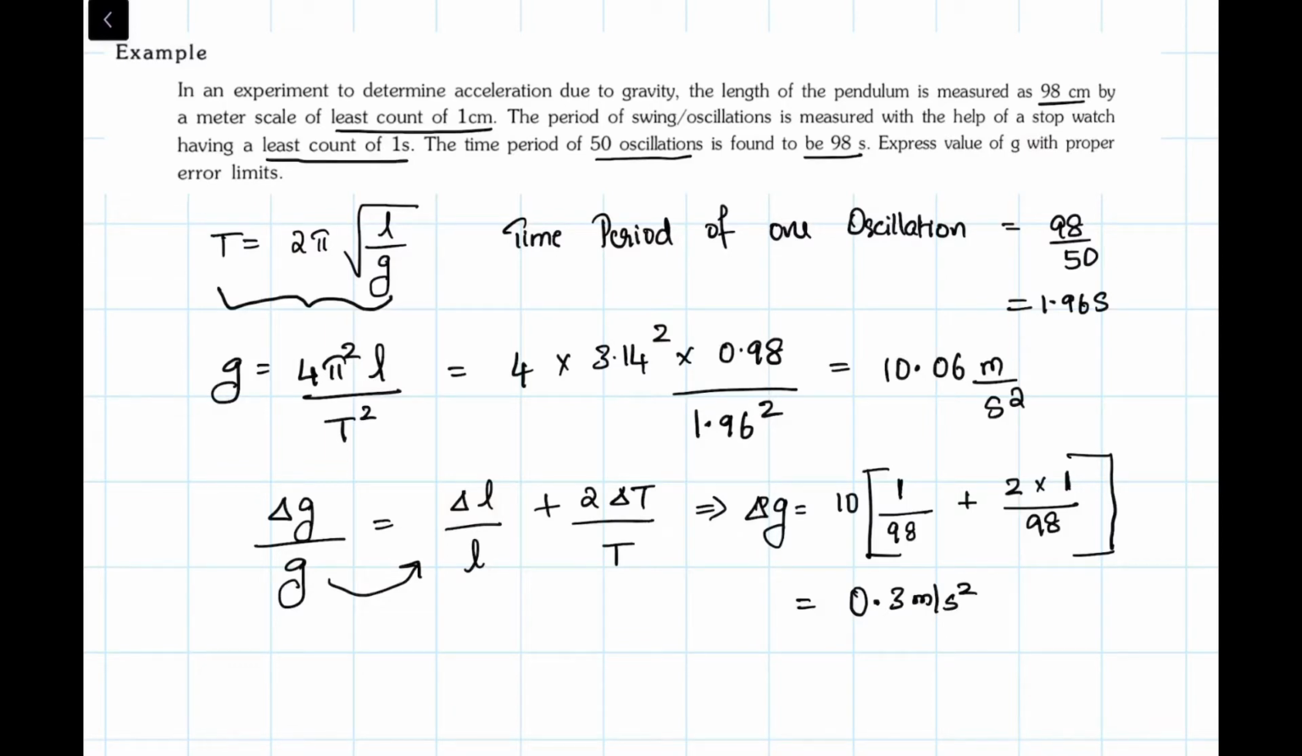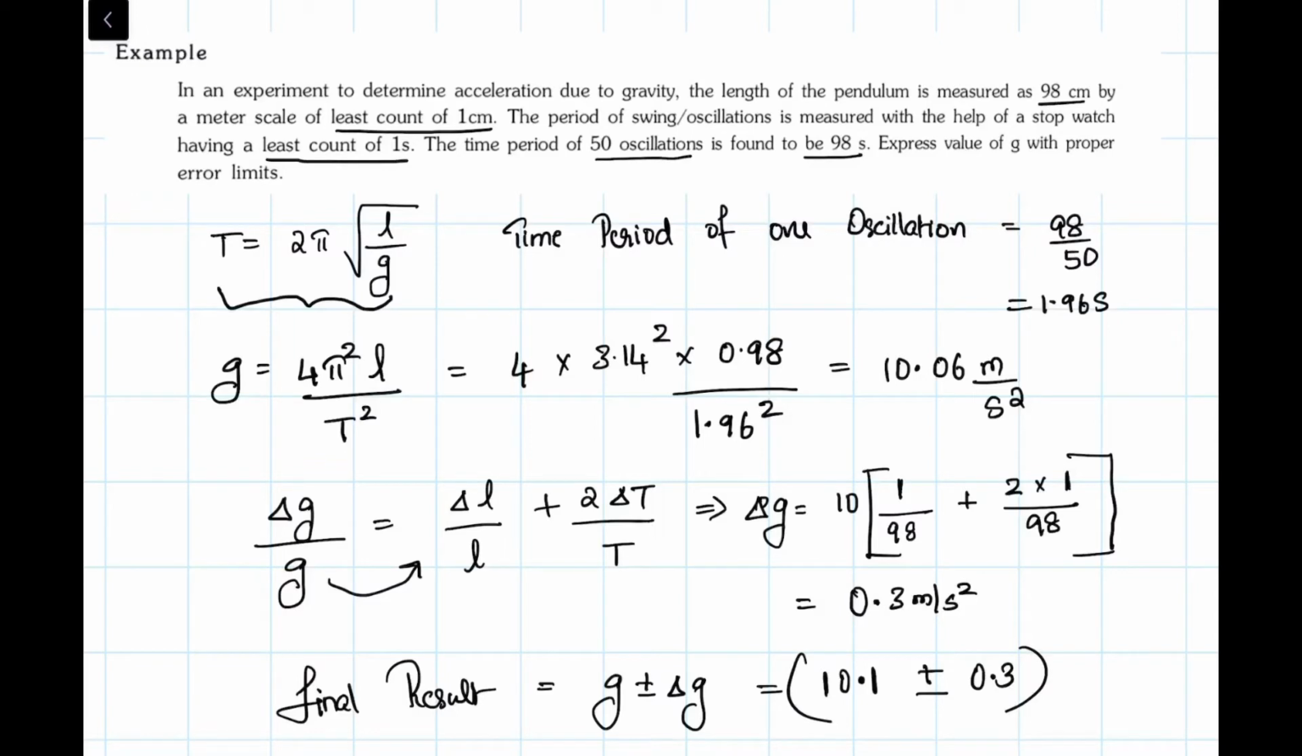So what will be the final result? How will you write the final result? Acceleration due to gravity, you have to write it as G plus or minus delta G. That will be equal to, remember we have to round it, so 10.1 will be the magnitude, plus or minus 0.3 meter per second square will be the final answer. So that's how we calculate the value of acceleration due to gravity with proper error limits.